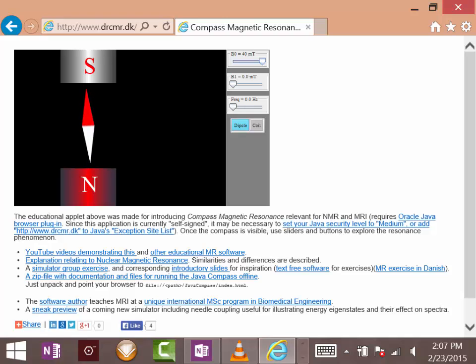Oftentimes, the magnets that we use fall into two classes. They're either big permanent magnets or they're superconducting magnets. The NMR that we have upstairs is a permanent magnet. If you go to a university, they use superconducting magnets usually. And these need to be constantly cooled with liquid helium, which is a big problem right now because there's actually a liquid helium shortage in the US. But that's a different story.